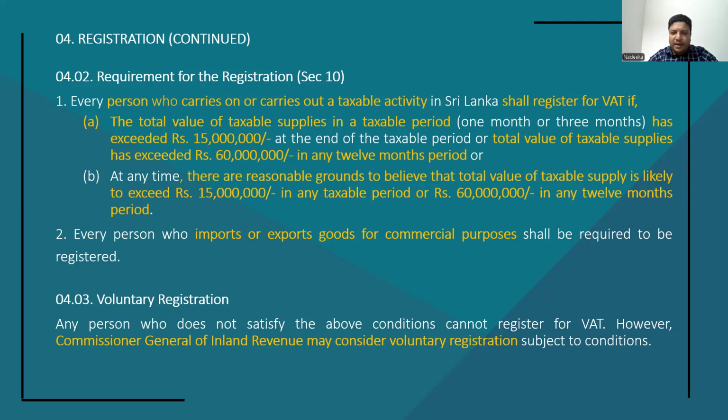But you can make an application, and with the approval of the Commissioner General, you can also be registered. There, you are not liable to register, but you are entitled to register. If you want to pay tax, okay, you are allowed. Come and get the registration. Then after you get the registration, you can charge VAT from your customer. That is called voluntary registration. We discussed mandatory registration, forced registration, and this is voluntary registration. Any person who does not satisfy the above conditions cannot register for VAT. However, the Commissioner General of Inland Revenue may consider voluntary registration subject to conditions.